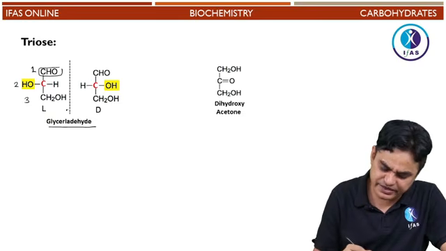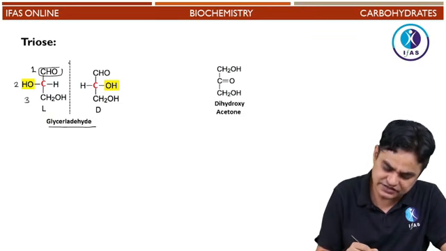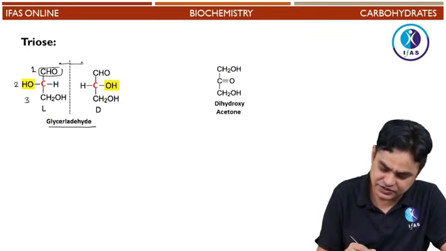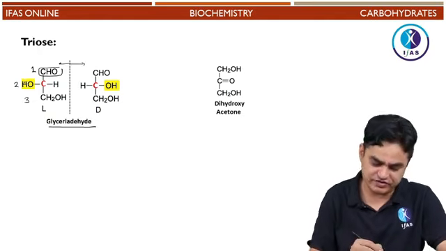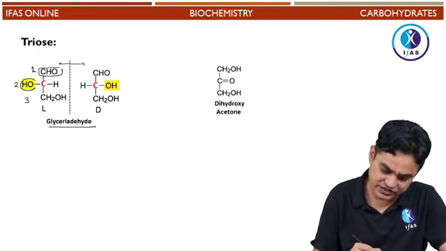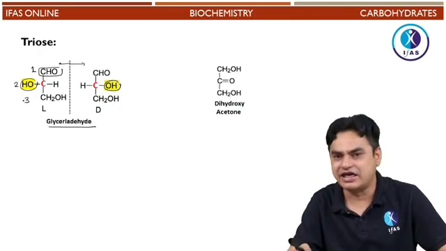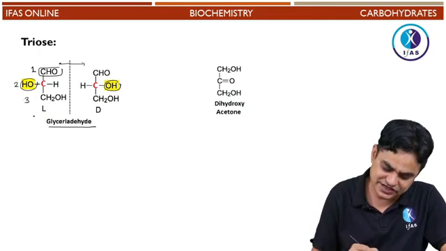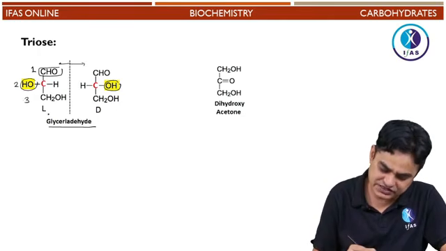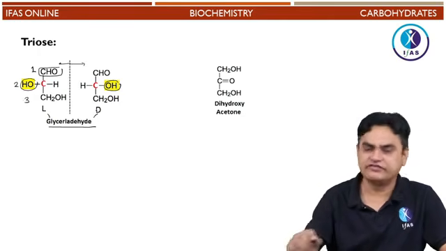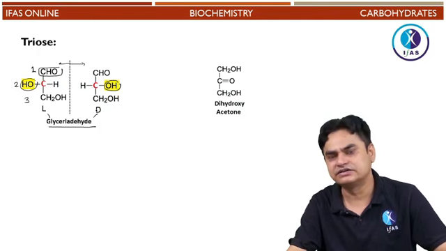And here we are representing 2 different forms of glyceraldehyde. This is glyceraldehyde, and this is a mirror image of it, where the OH group here is on the left side, while this OH group is on the right side on the chiral carbon. If the OH group is on the left side, this is referred to as the L form of glyceraldehyde. If the OH group is on the right side, it is referred to as the D form of glyceraldehyde.